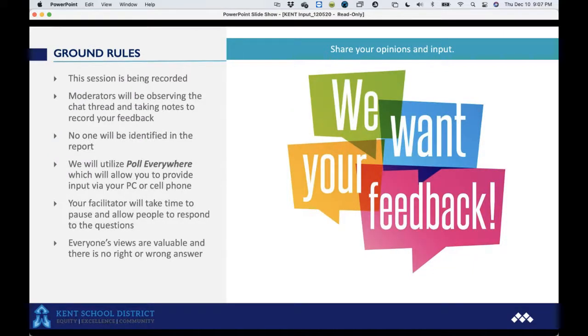Ground rules. First thing I'd like to say is that we are translating this into multiple languages. So I will be reading each slide. Normally, I wouldn't read all the slides, but for those translation purposes, I will be reading everything on each slide. This session is being recorded. Moderators will be observing the chat thread and taking notes to record your feedback. No one will be identified in the report.